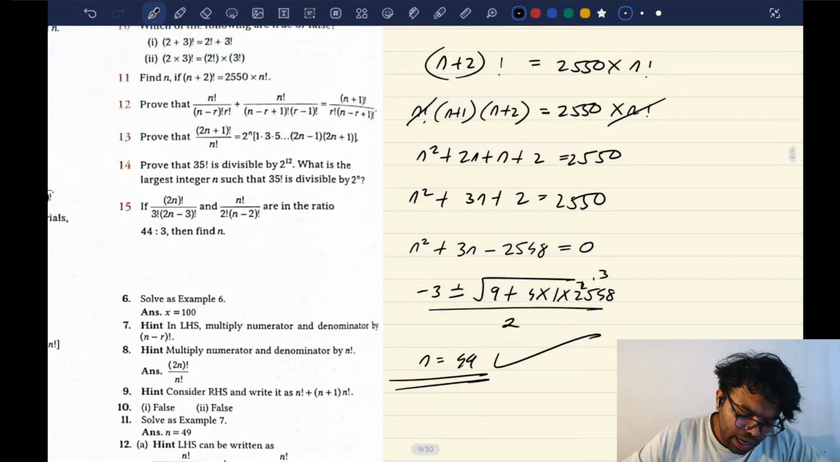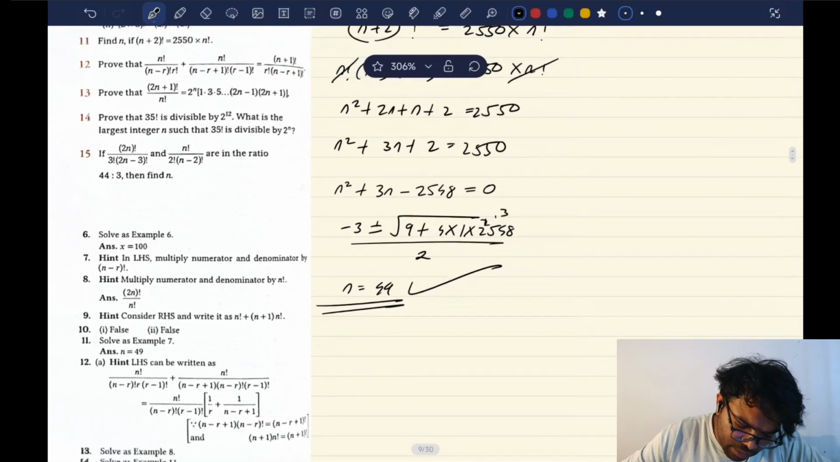Prove that n factorial into n minus r factorial into r factorial plus n factorial upon n minus r plus 1 factorial into r minus 1 factorial is equal to n factorial upon r factorial into n minus r plus 1 factorial. I think this is easy, Drupad. So, how can we write this?